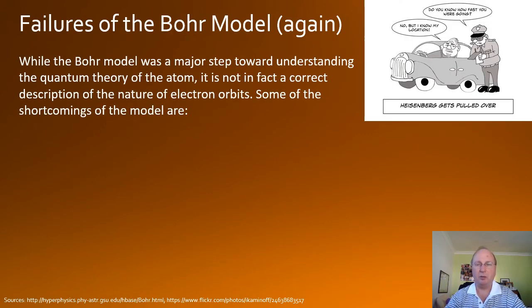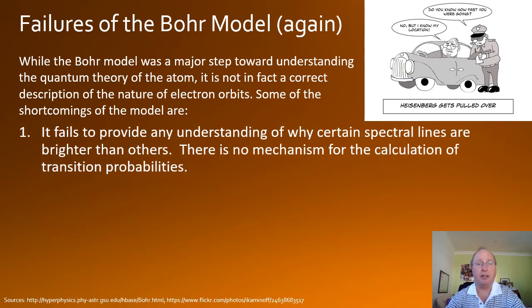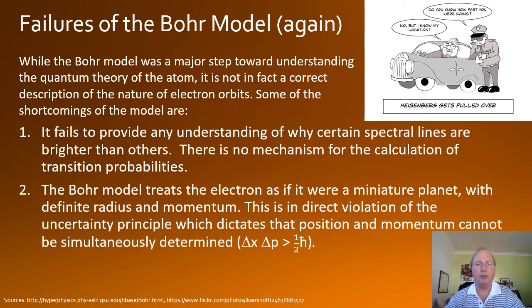Well, what are some failures of the Bohr model? Well, we've seen some already, and here are some more. While the Bohr model was a major step towards understanding the quantum theory of the atom, it is not in fact a correct description of the nature of electron orbits. Some of the shortcomings are that it fails to provide any understanding of why certain spectral lines are brighter than others. There's no mechanism for the calculation of transition probabilities. And the Bohr model treats the electron as if it were a miniature planet with a definite radius and momentum. This is in direct violation of the uncertainty principle, which dictates that position and momentum cannot be simultaneously known.